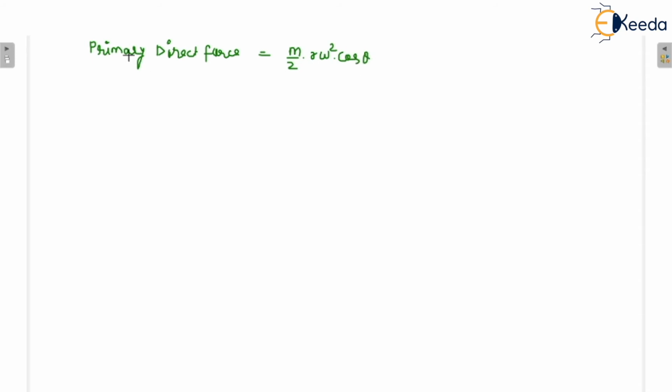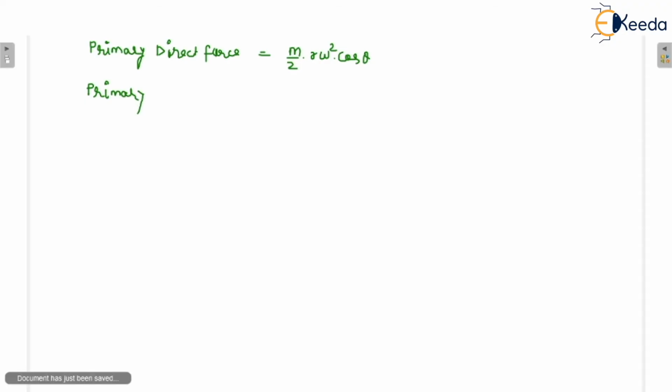Okay, because primary force is the component of the centrifugal force along the line of stroke. So primary direct force becomes m by 2 r omega square cos of theta in the direction of OP, that means the line of stroke. Now the component of the centrifugal force acting on the primary reverse crank, you will get primary reverse force.